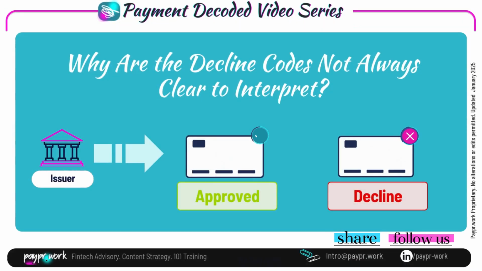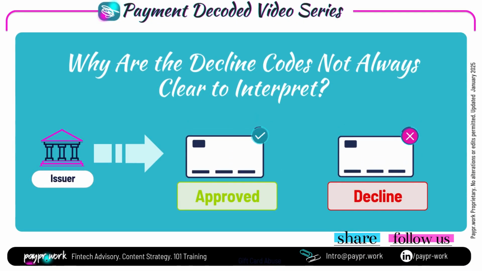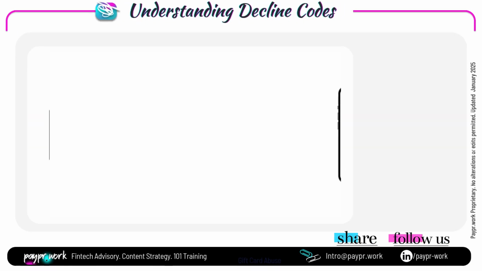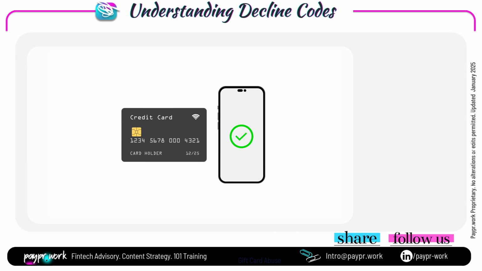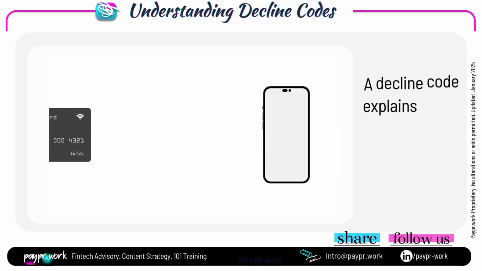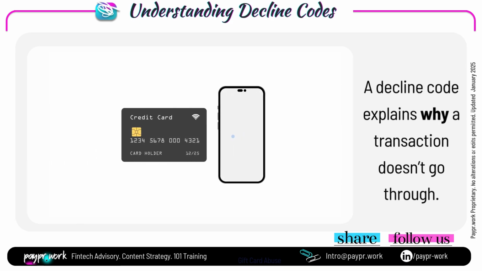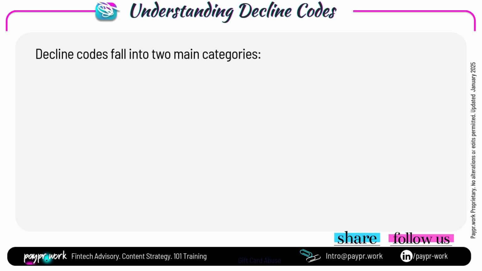Let's talk about the decline codes and why they are not always so clear to interpret. When a card payment is rejected, a short code, usually 2 or 3 digits, is sent back as a response to the merchant. This is called a key decline code, and it explains why the transaction didn't go through. Decline codes generally fall into 2 main categories.